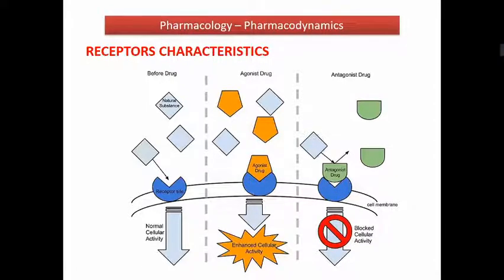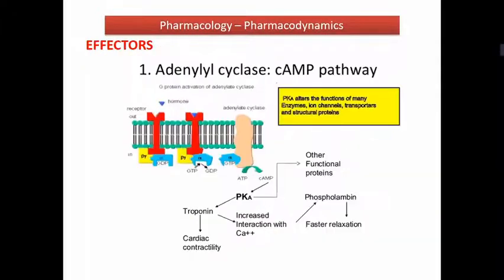The binding now of this antagonist drug will block the expression of the expected effect in the cell. Did you understand here? So that's the concept of selectivity. Okay.